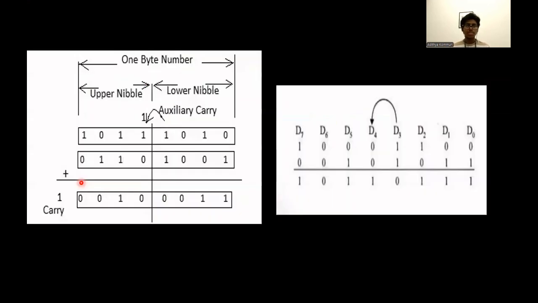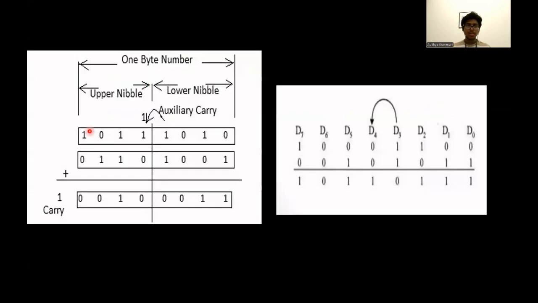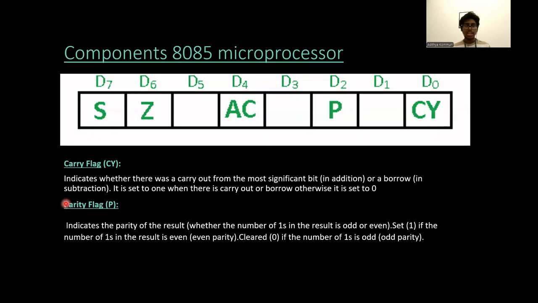Let us look into the purpose of each one of these bits and understand them in detail. Carry flag. Let us look into this example. When addition is performed, if a carry is generated in the MSB addition, the carry flag stores 1. If not, then it will store 0.